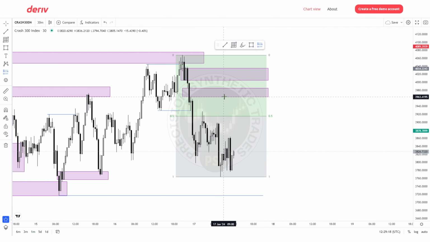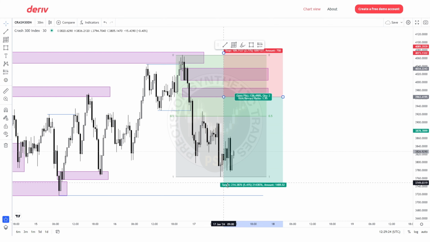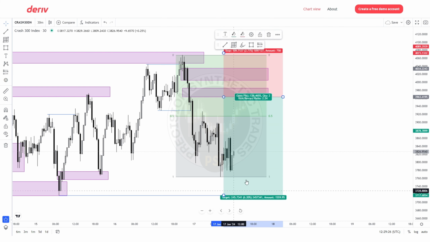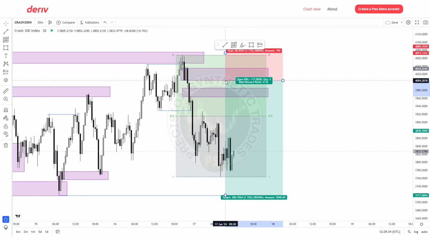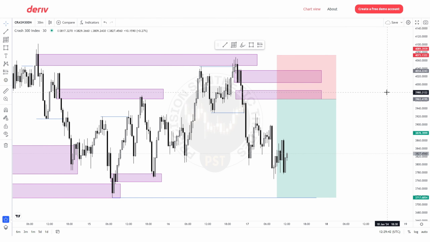And let's say you entered here. Stop loss there above the high. You're going to target that low. That's a 2.2 risk to reward trade. Or you can put it in the middle of the fair value gap, or you can target the order block. And that's the current price, and that's where I would enter from on crash.